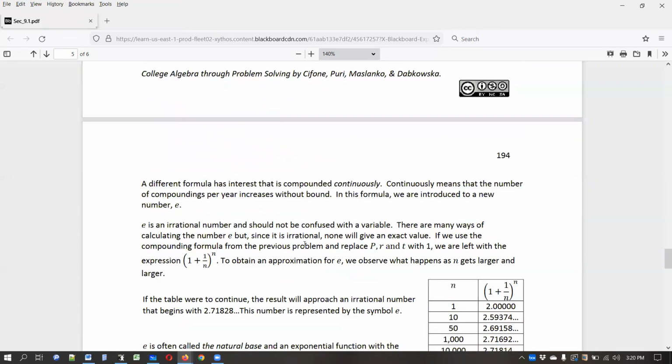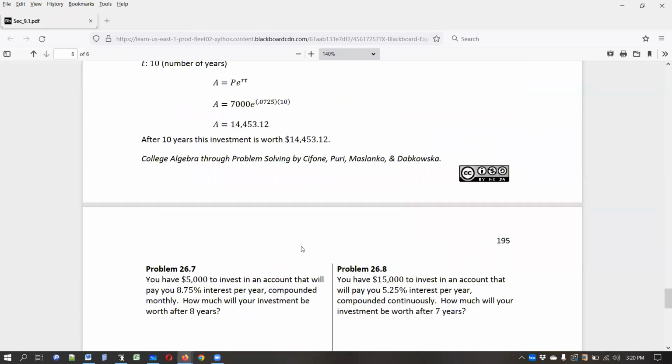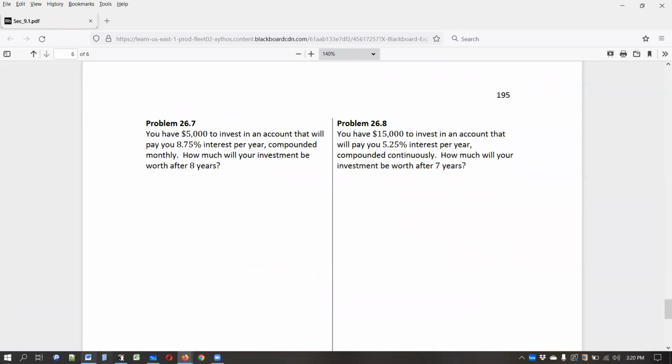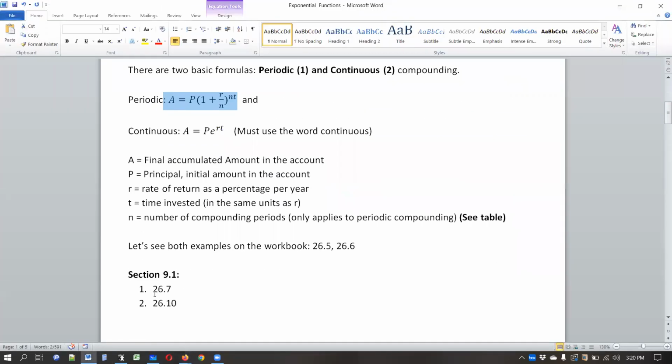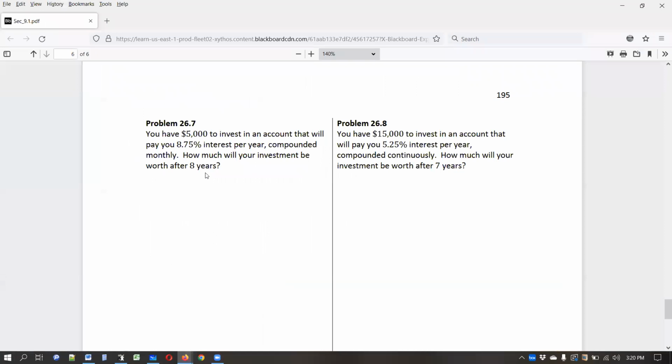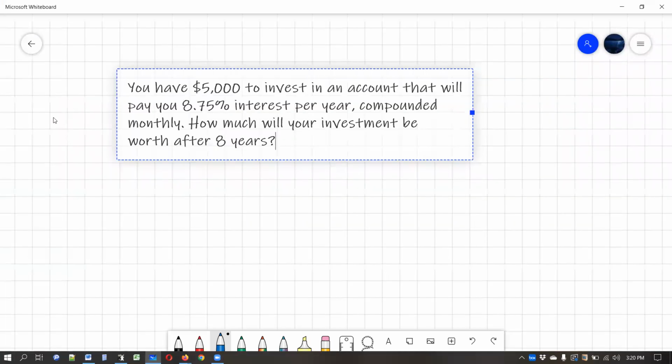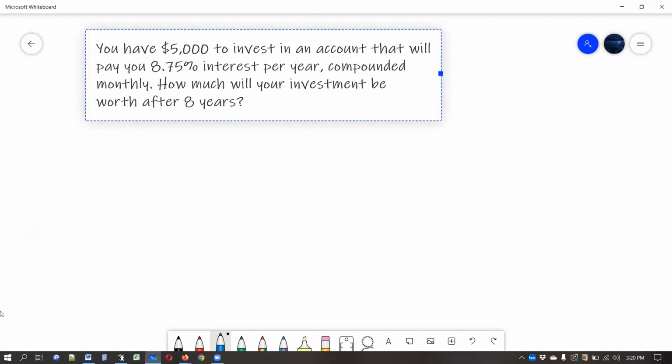Okay. So let's see 2 problems. I'm going to do 2 problems here. One dealing with periodic compounding and the other dealing with continuous compounding. Okay, so let's take a look at 26.7. So let's see if I can copy this and put it on the whiteboard. Yes, that's good. I can do that.